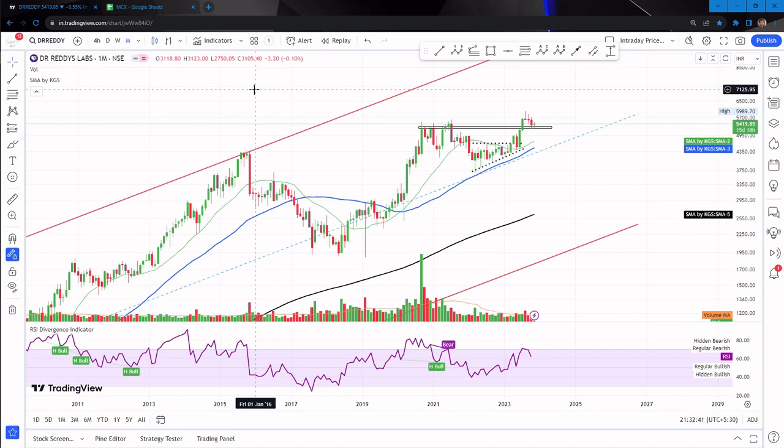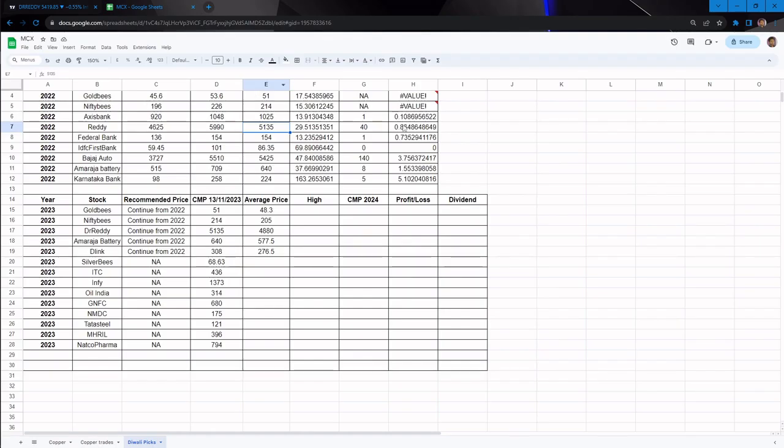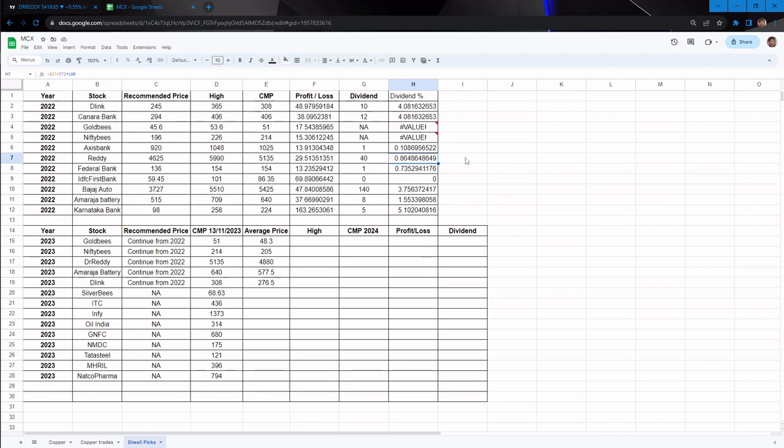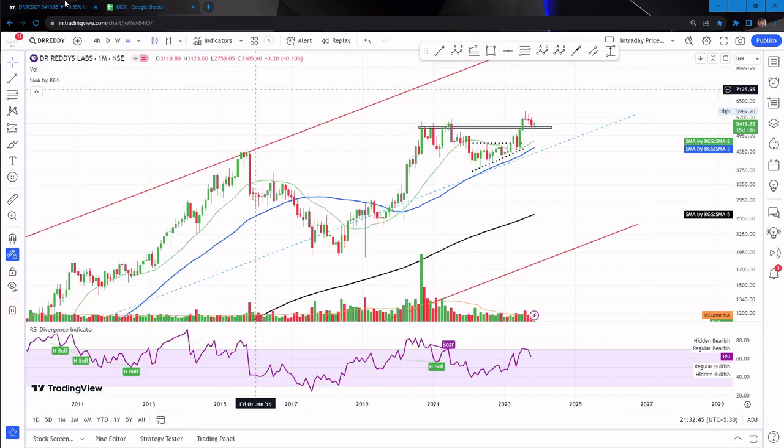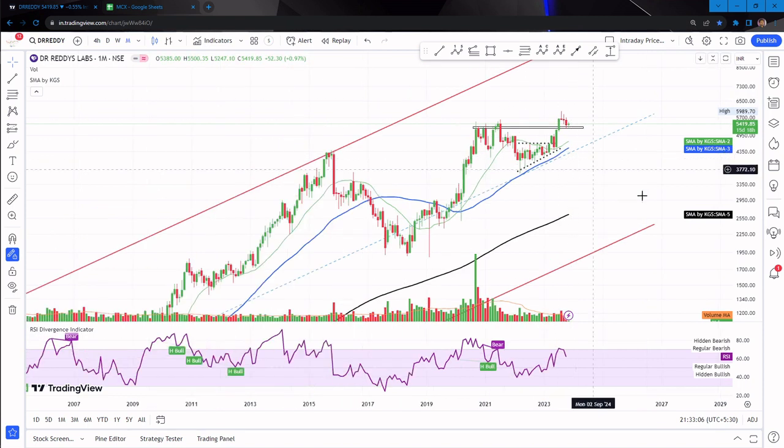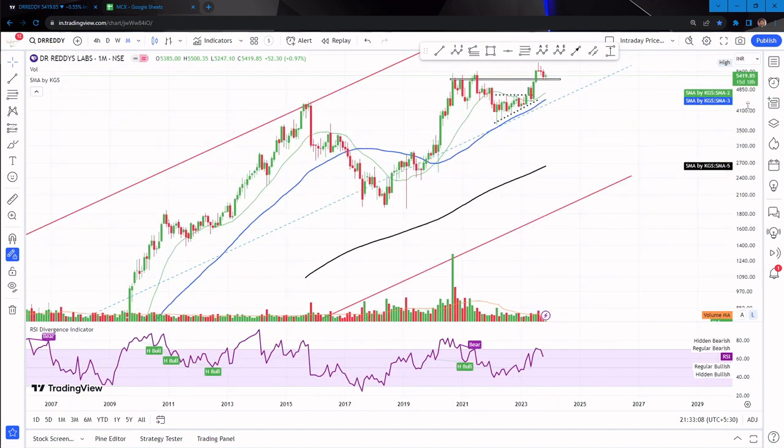Reddy's Labs, I feel that it's a good company, a good dividend giving company as well. If you can see, it has given a dividend of 1%. Not bad. A good move, no debt, as well as giving good dividend. And technically it is looking good. It gave a breakout, coming for a retest with low volumes.